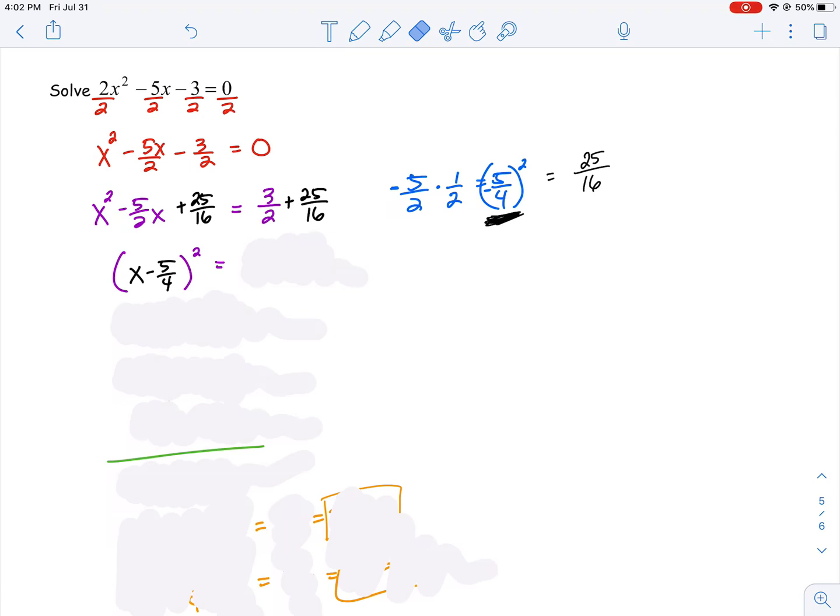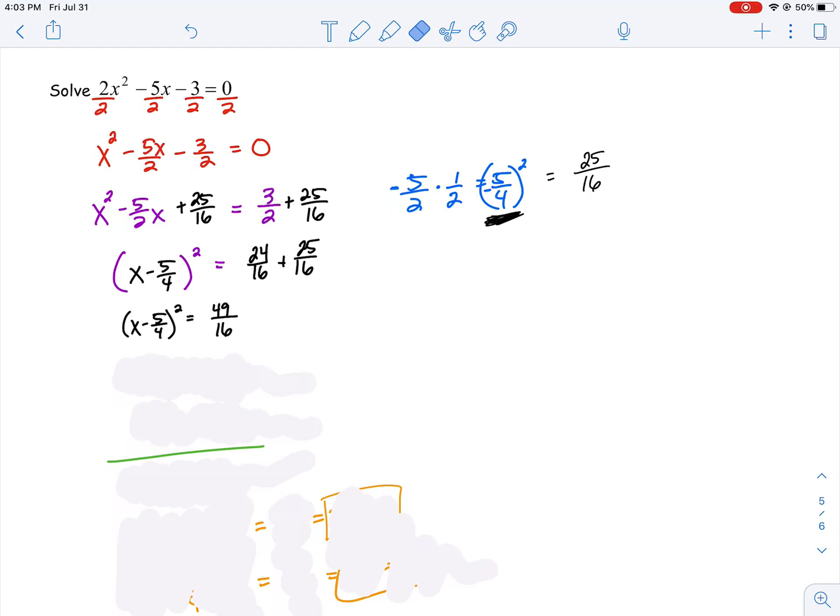Now what's going on the right side? It looks like I have a 3 halves plus a 25 over 16. I'm adding fractions, and remember I need a common denominator. So let's make both of those into a denominator of 16. Let's multiply the 3 halves, numerator and denominator, by 8. And I ended up getting 24 over 16 plus 25 over 16. So on that right side I have 49 over 16. My left side is that perfect square.